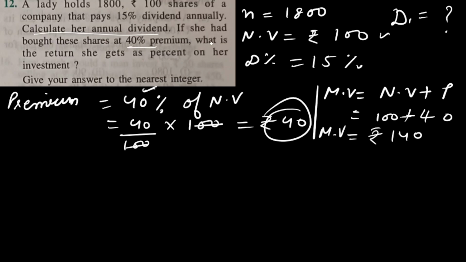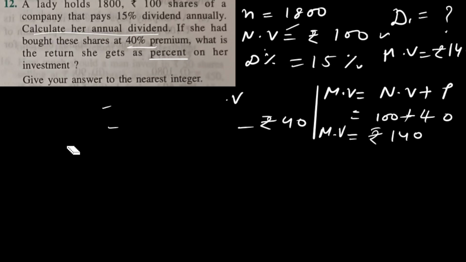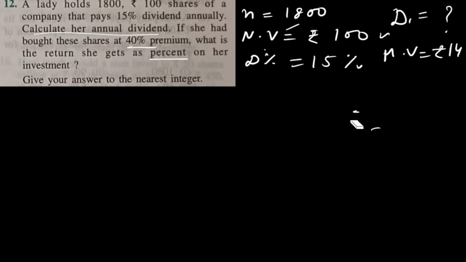So if premium was this, what is the return she gets as percent? That means return percent we have to find on our investment, in terms of nearest integer. So D percent is there, R percent we have to find, NV is there, MV is there. Which formula do we have to use? We have to use this formula. I'll just write MV here. MV is rupees 140. Because I need more space, I'm just going to clear this. When you are watching the video, you can make notes along with me or try to do the questions along with me. Then only you will understand it with more clarity.